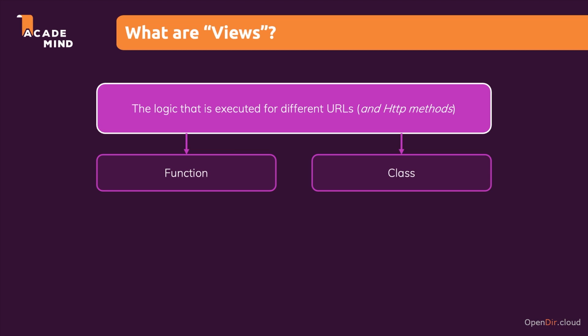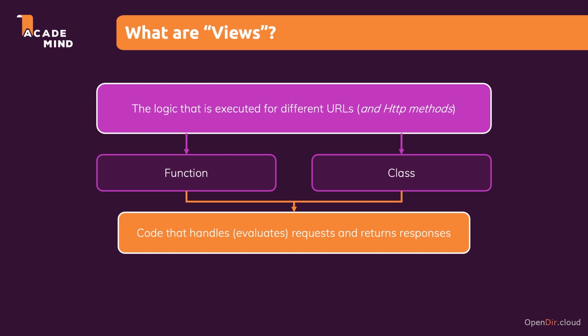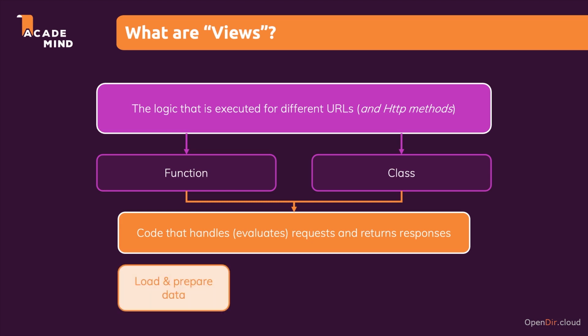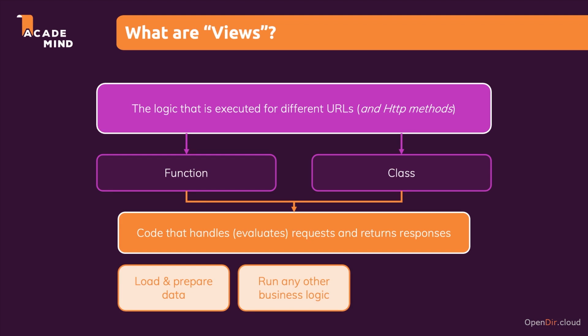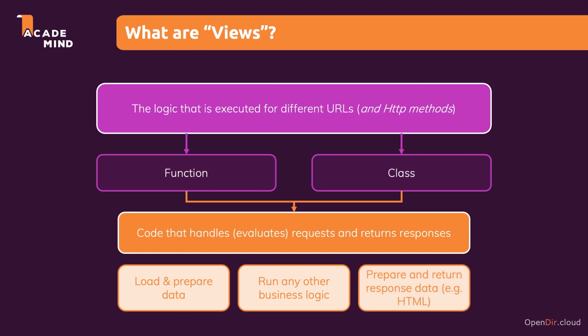And then the code in that view is simply code that handles the incoming request, does something like reach out to a database or whatever, and then returns a fitting response. And in a view, you typically perform tasks like loading and preparing data, running any other kind of business logic, like encrypting passwords or something like that. And then you prepare and return the response data, for example, an HTML document that should be sent back to the client, so to the user visiting your website.